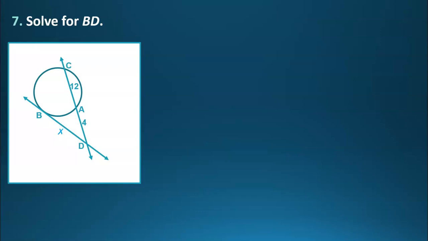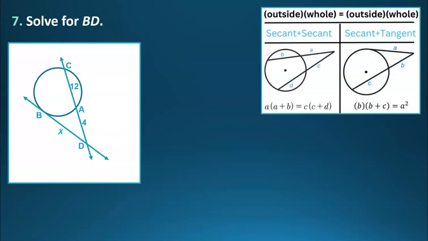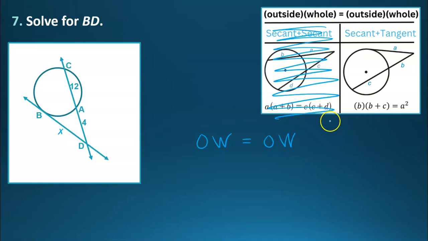And it looks like there's stuff inside and outside the circle. So it's going to be one of these parts in the middle of that slide. So either way, it's going to be outside times whole equals outside times whole. But this time we have one tangent and one secant. So it's just going to be used a little differently. This is still the outside, so that's here. And the whole length is still going to be those two things added together. But for the tangent part, for the tangent line, that's the outside and it's the whole thing.